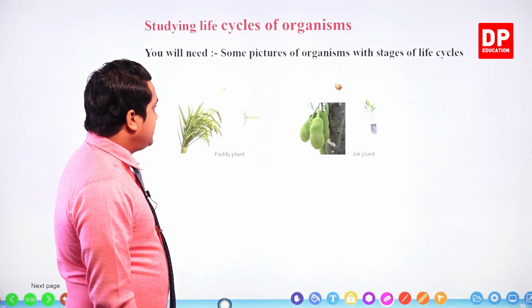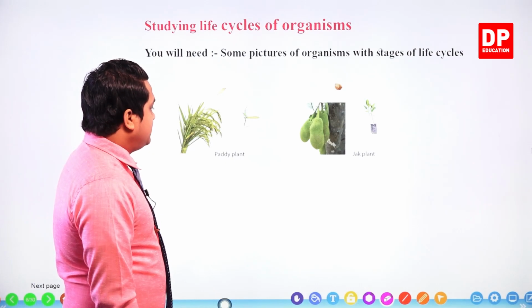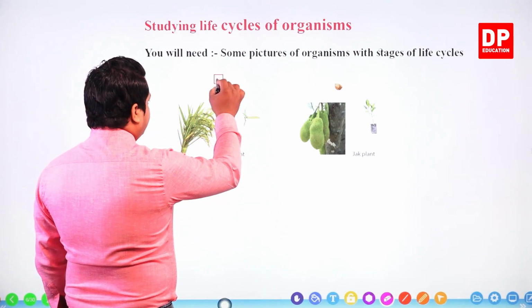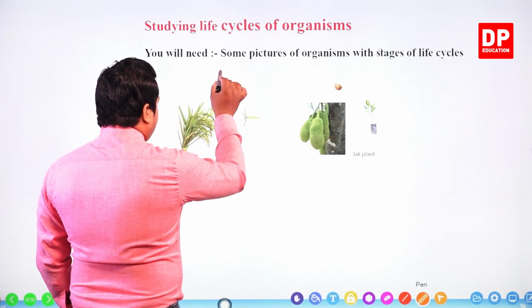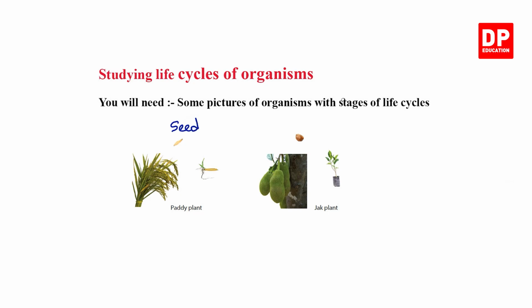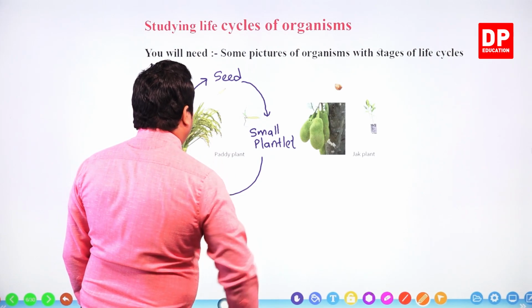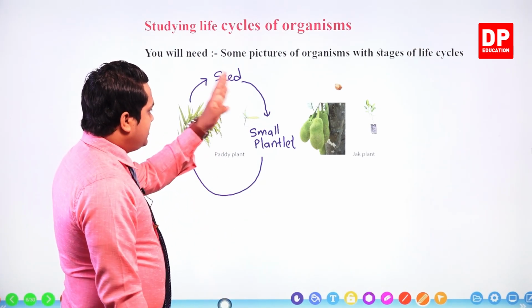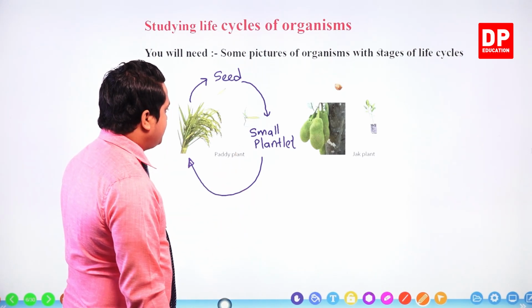First of all, a paddy plant is given. This is a grown up paddy plant that can produce seeds, paddy seeds. You can observe this is a paddy seed. Then the paddy seed is going to provide a seedling, or we can say a small plantlet. Then that plantlet is going to produce once again a paddy plant. So the seed is producing a small plantlet, then that small plantlet is producing a paddy plant.